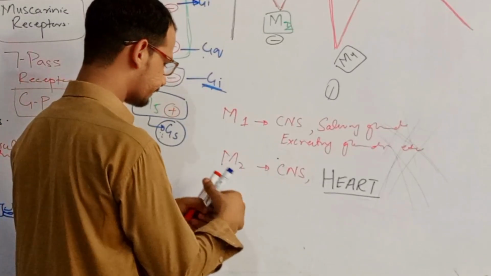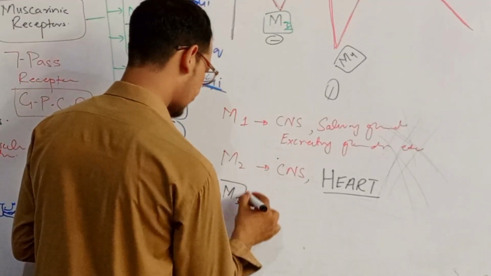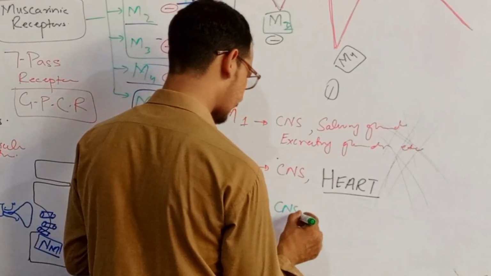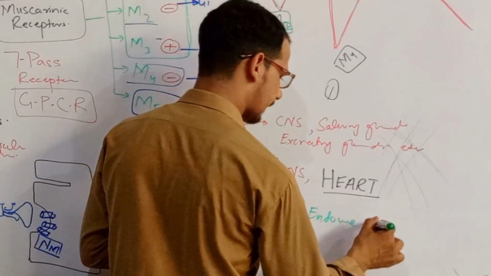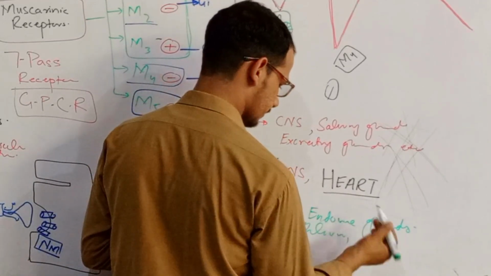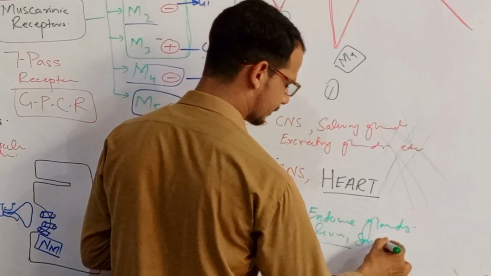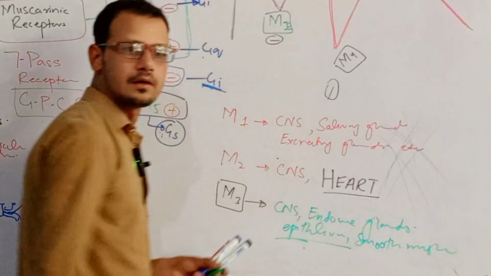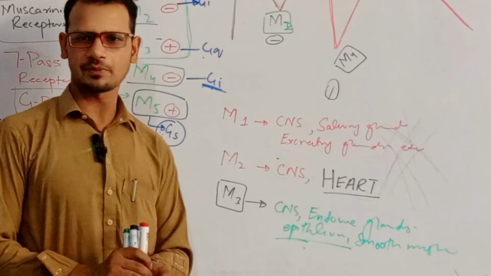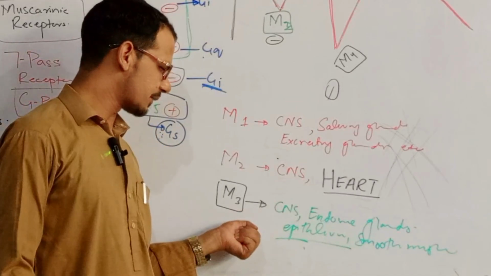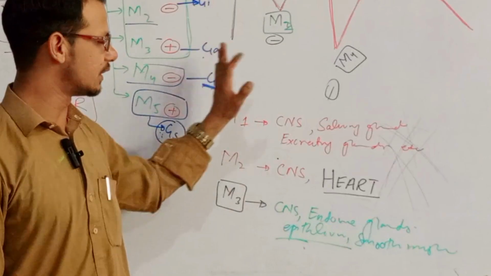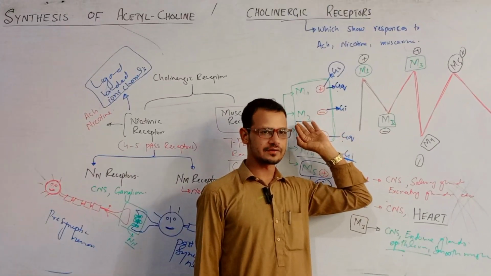M3 receptors are present first in CNS, endocrine glands and epithelium. Smooth muscle, epithelium is smooth muscle, right? These are present there, and M4 and M5 are uncommon, they are present in CNS also, and they are basically present on exocrine glands. Exocrine glands, right? So these are the locations.